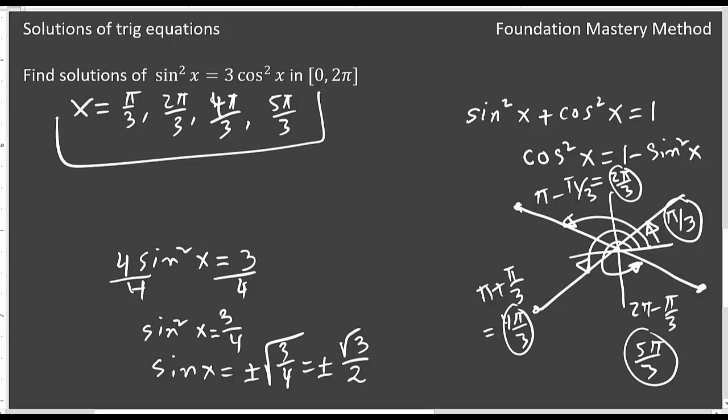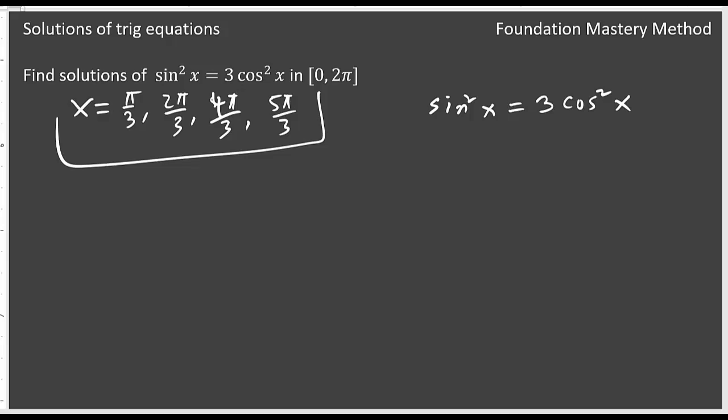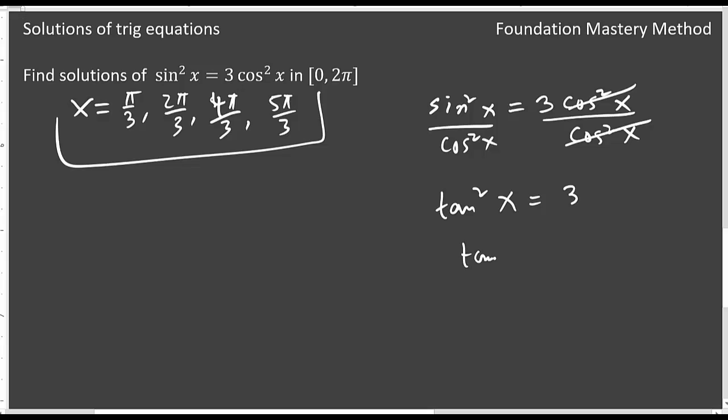Now I want to show you a different way. So let us start with sine squared x equals 3 cosine squared x. I want to divide both sides by cosine squared x. Cosine squared will cancel out, and sine over cosine is tangent, so this one is tangent squared x, which is 3. Now when you take the square root on both sides, you get plus or minus radical 3, and we know that tangent is radical 3 at this angle, which is pi over 3 from the unit circle.